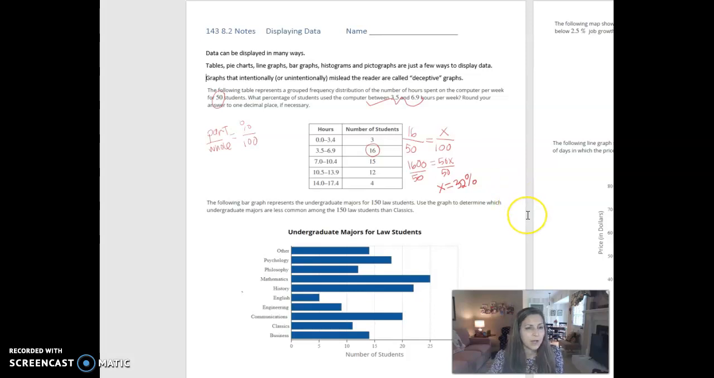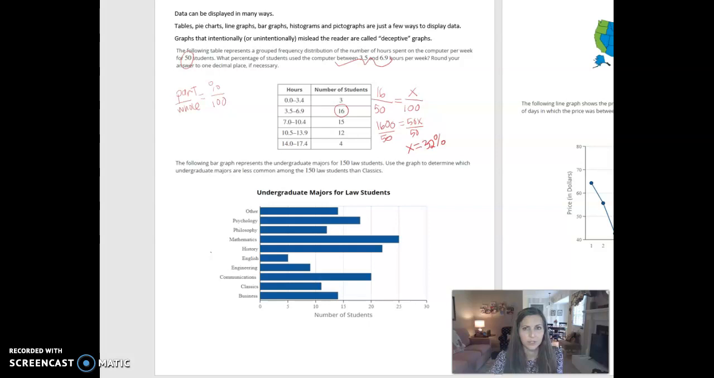Moving on to the next one. The following bar graph represents the undergraduate majors. I'm not seeing the question that goes with this one. Oh, okay. It says use the graph to determine which undergraduate majors are less common among the 150 than classics. So we want to know what is less common than classics. Well, let me find classics. Here's classics right there.